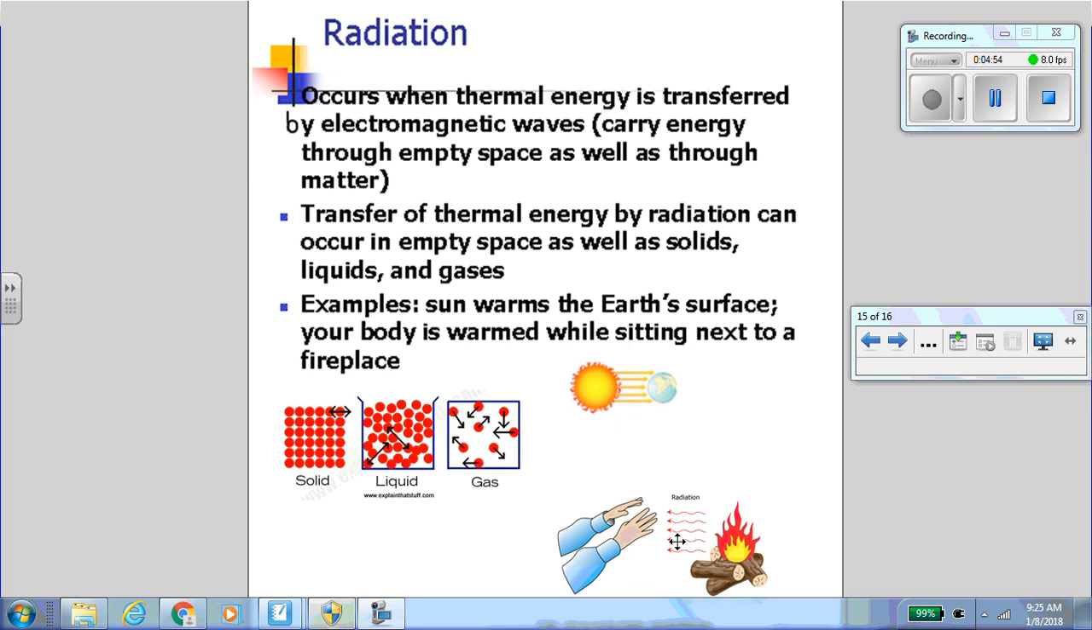And radiation can happen in empty space where there's no air. It can also happen in your solids, liquids, and in your gases. So radiation is kind of like the most common type of heat transfer that we experience because it can happen in many different scenarios and different ways.